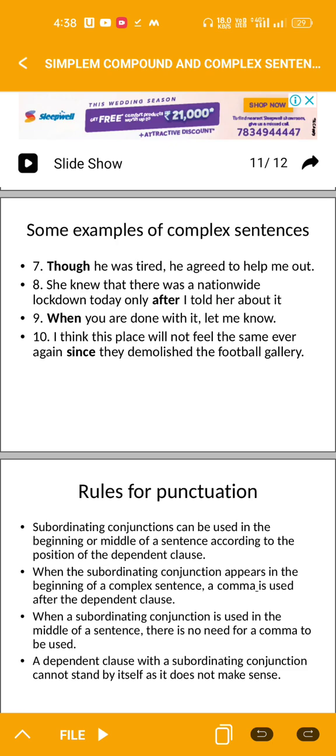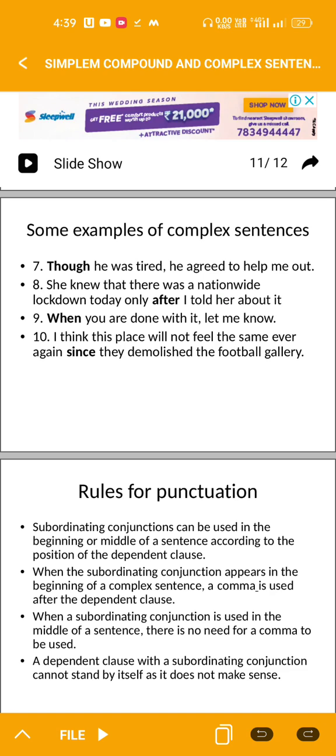So to summarize, it's very easy. A simple sentence will just talk about a single idea. In a compound sentence, there will be two ideas talked about because there will be two independent clauses with their separate subject and verb. And the third is a complex sentence in which there will be one subordinate clause which cannot stand on its own, and one will be an independent clause which can exist on its own.